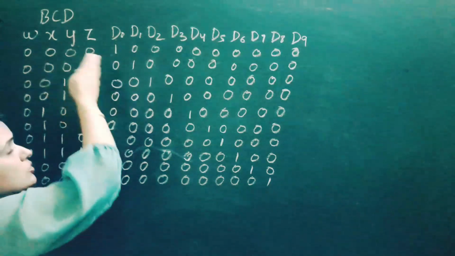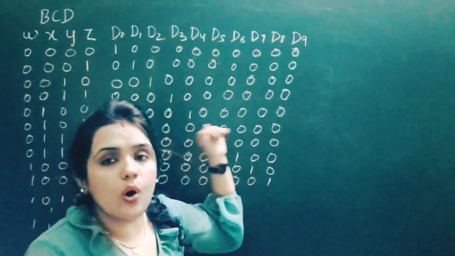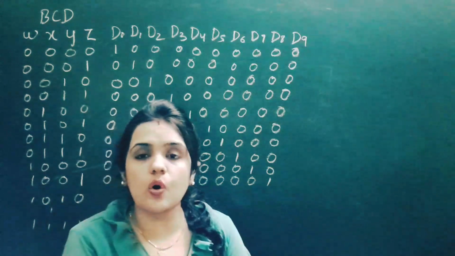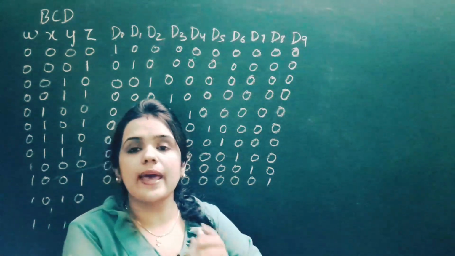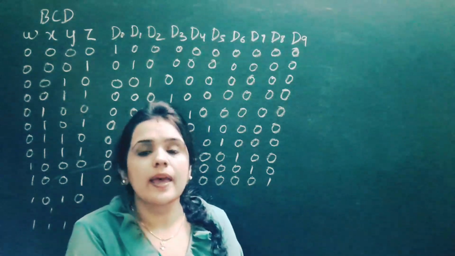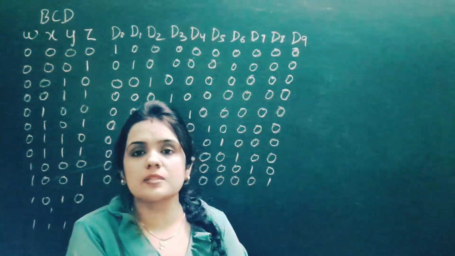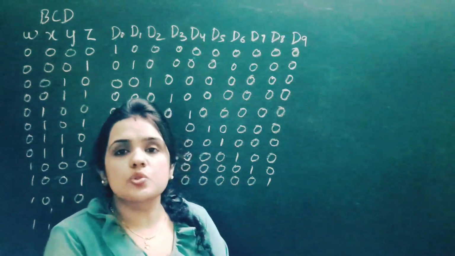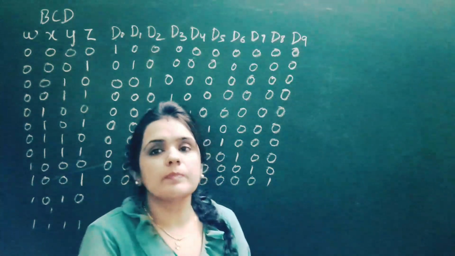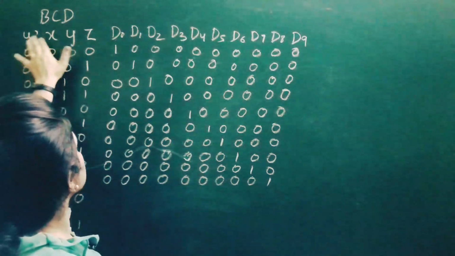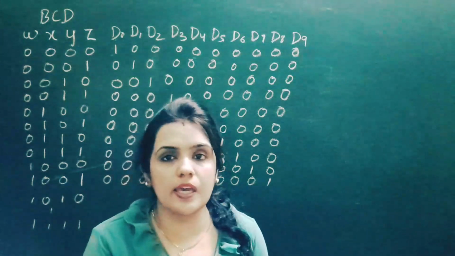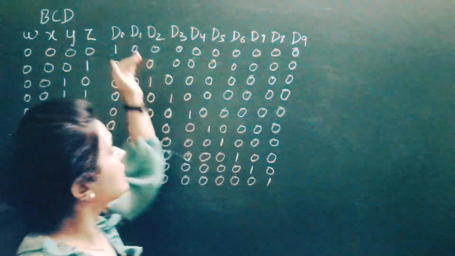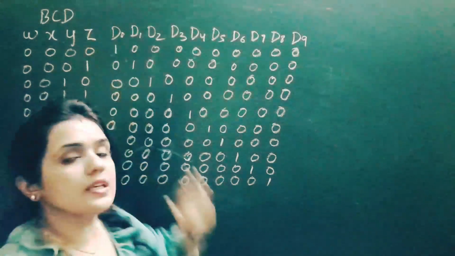D1 also depends on the value of w, x, y, z, and all these outputs depend on the value of w, x, y, z. So for drawing the circuit diagram, we want an expression. We can derive the expression using a K-map. So which K-map should be used here? These are 4 inputs, 4 variables, so we need a 4-variable K-map, and we need 10 K-maps for each of these output lines.